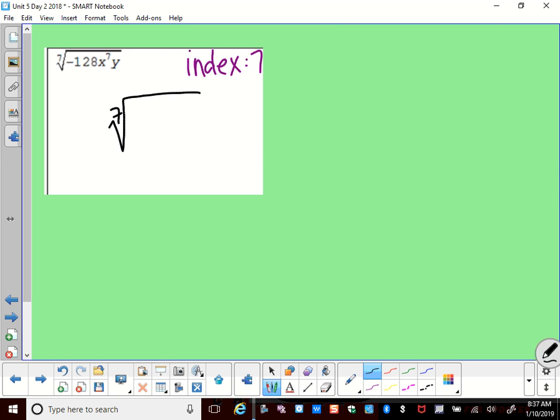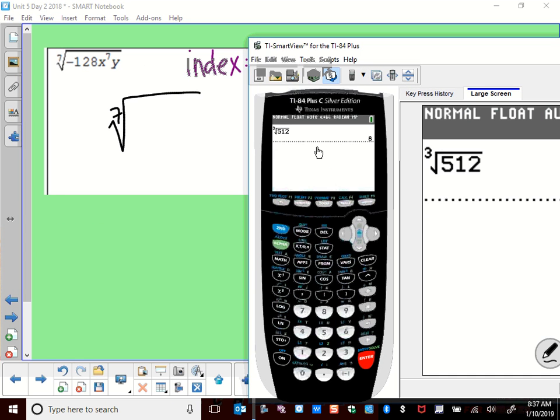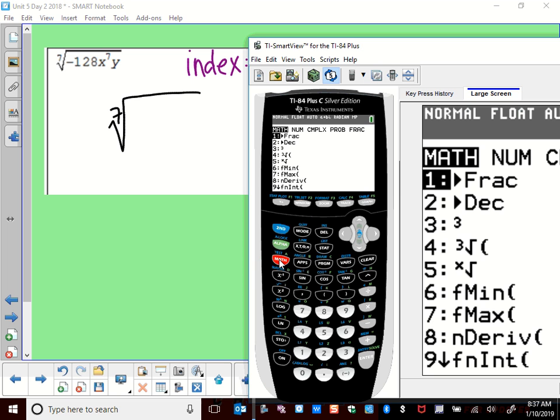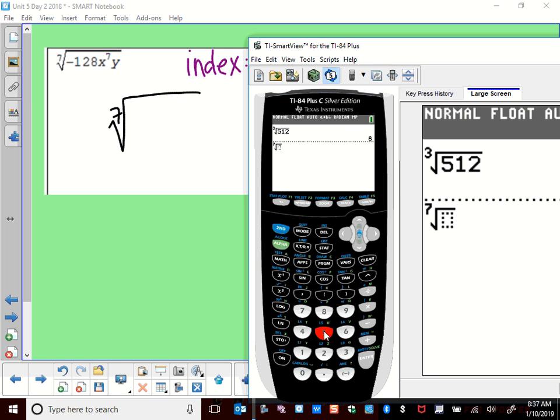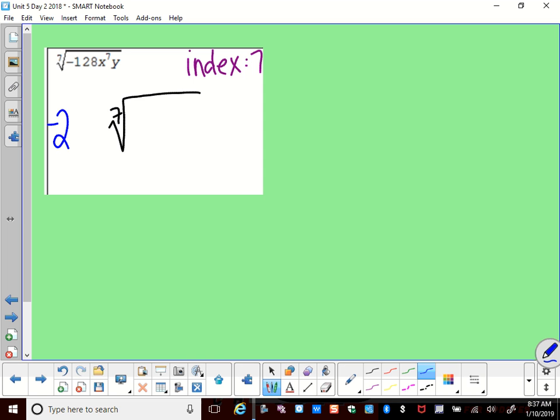Grab your calculators. If you have the 7th root of negative 128, type it in. 7, I go to math, I go down to number 5, so plug in, and I have negative 128. You should get negative 2. Good. That negative 2 will come out here, because that is the 7th root of negative 128.